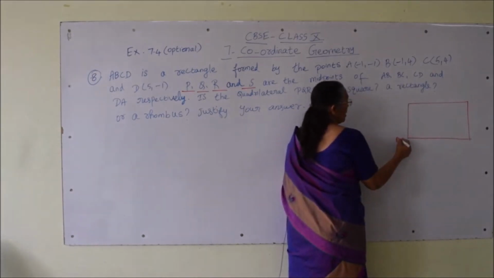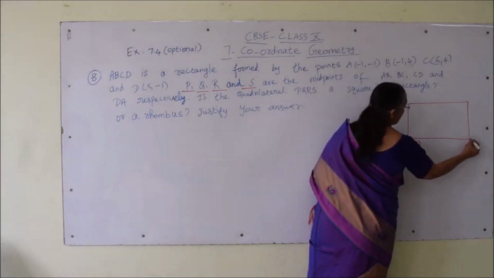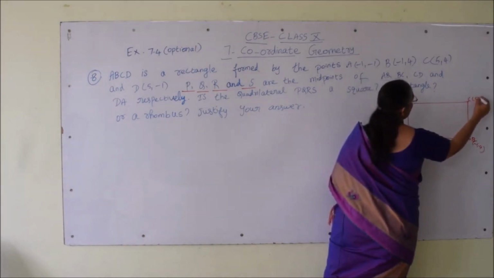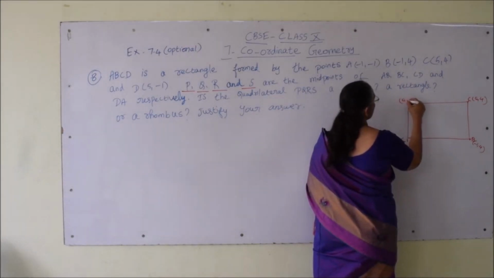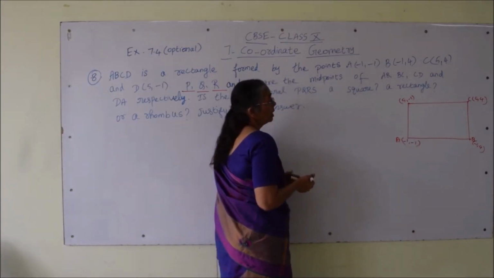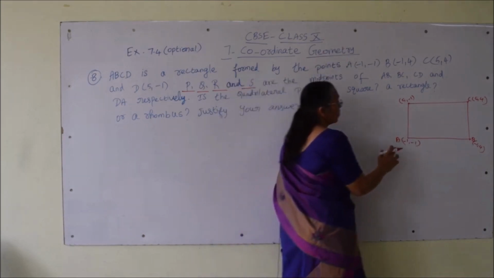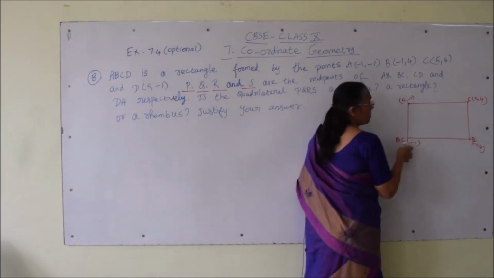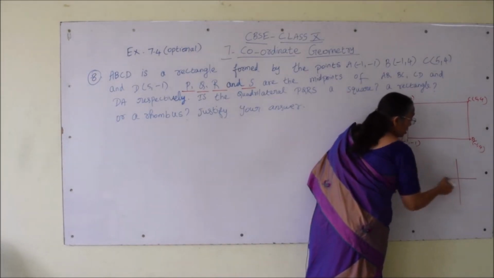The vertices are given: A vertex is (-1, -1), B vertex is (-1, 4), C vertex is (5, 4), D vertex is (5, -1), right? If you plot this in the graph, you can see x is equal to -1 for these points. Let me show how it will be in the coordinate system if you mark.